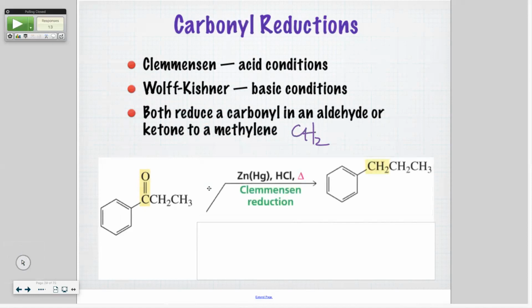This one is the Clemmensen. It uses zinc and mercury. And you notice they have that little parentheses.